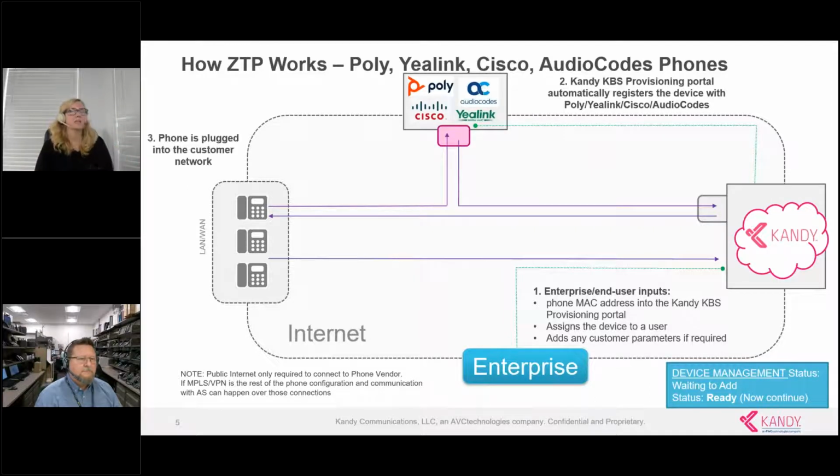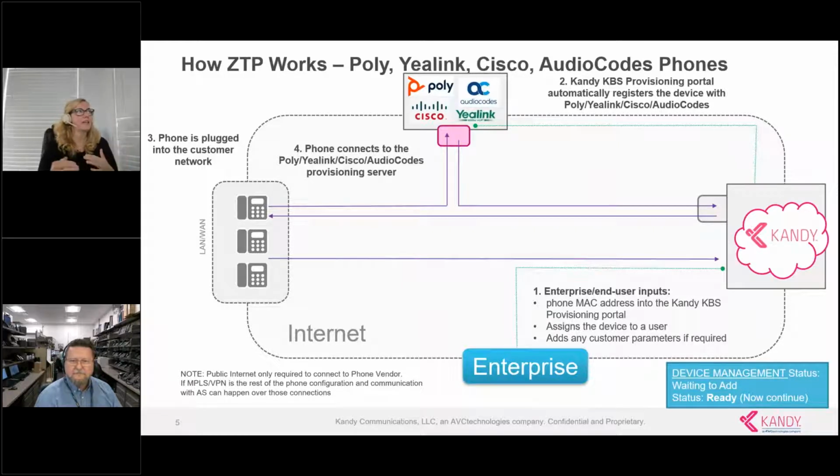And then the next thing is you need to go plug the phone in. If it's a brand new phone, plug it in, power it on, it gets an IP address and all of that. And it does what I call ET phone home. That phone actually goes back to the vendor that made it, first of all, and sees if there is something in there that points to some provisioning server, and it will point to Kandy.